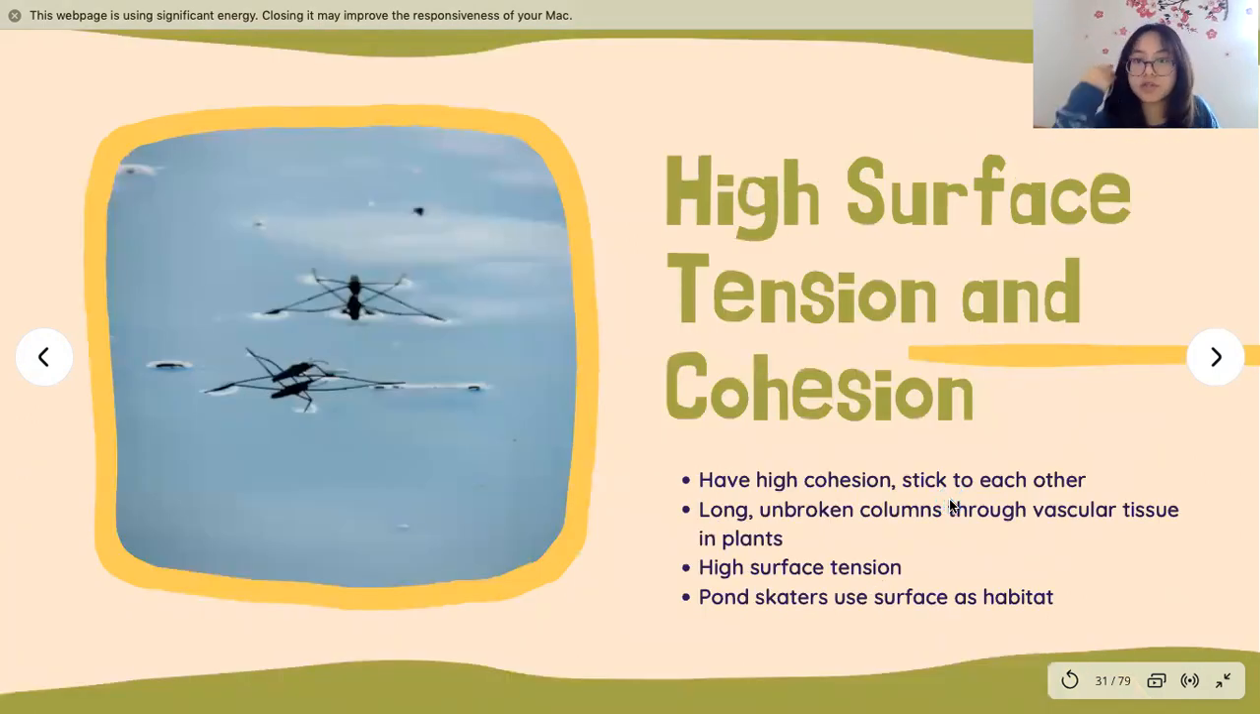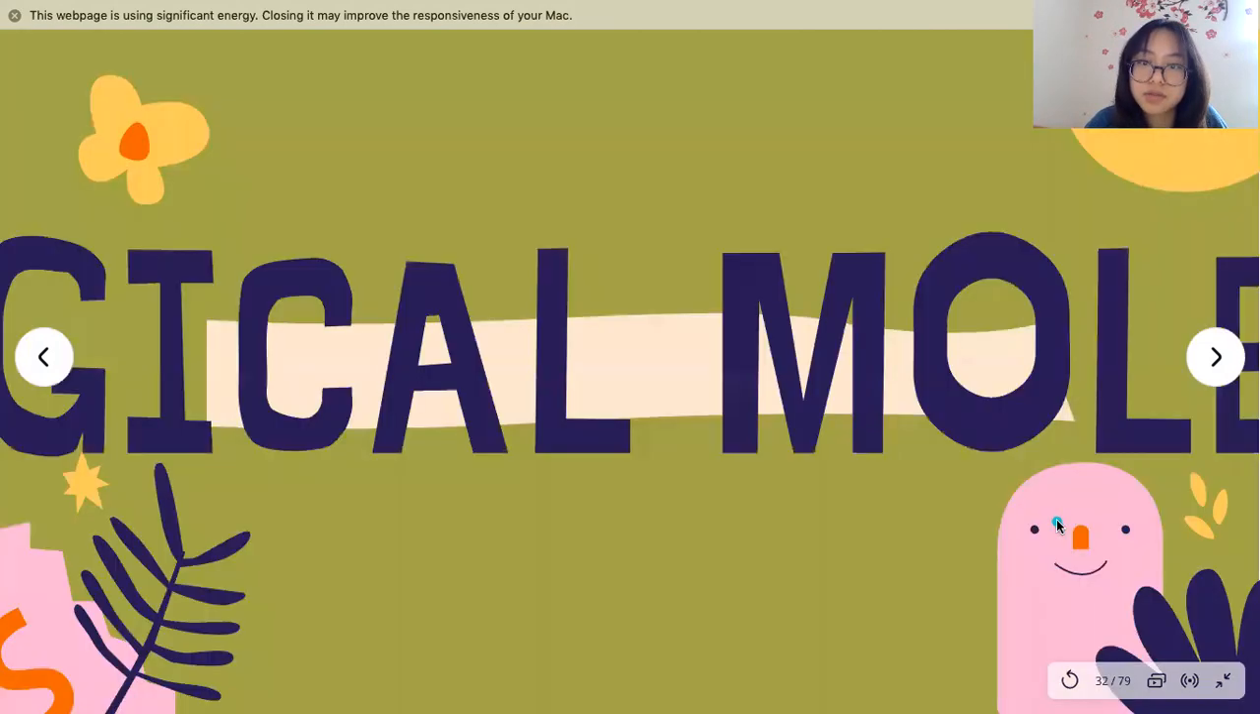So it also has high surface tension and cohesion. Such as these pond skaters here, it's able to stand on it and use the water as a habitat. It has high cohesion, which means that the molecules stick together and can move through unbroken columns through vascular tissues in plants.